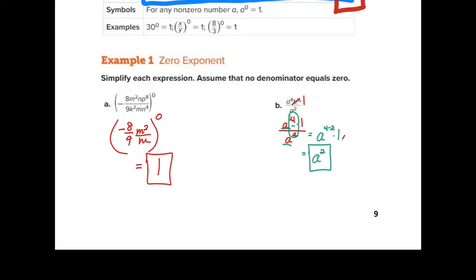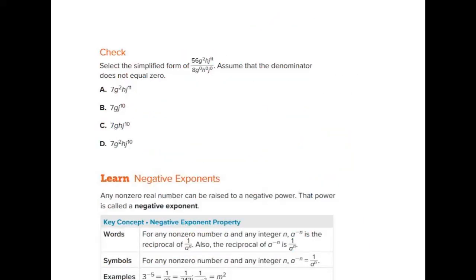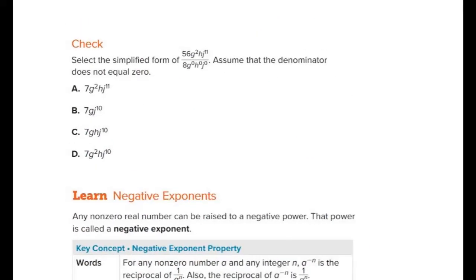All right. That is at the bottom of my page 9. You guys have a check at the bottom. All right, so take a look at the check. See if you can do that and decide whether the correct answer is A, B, C, or D.